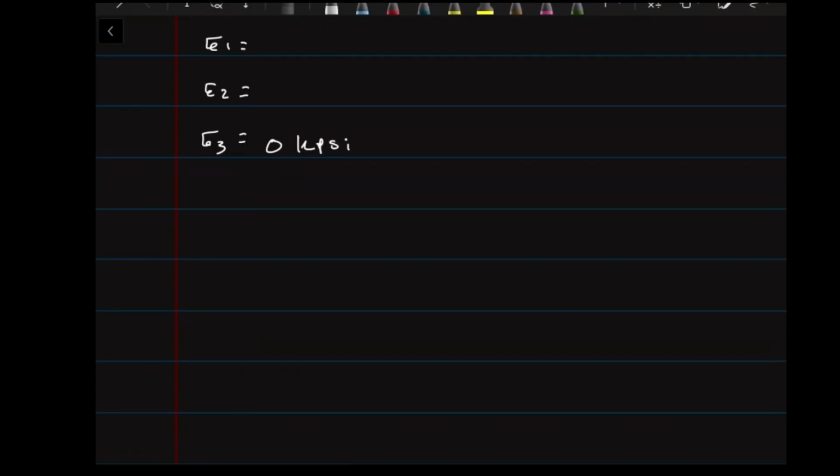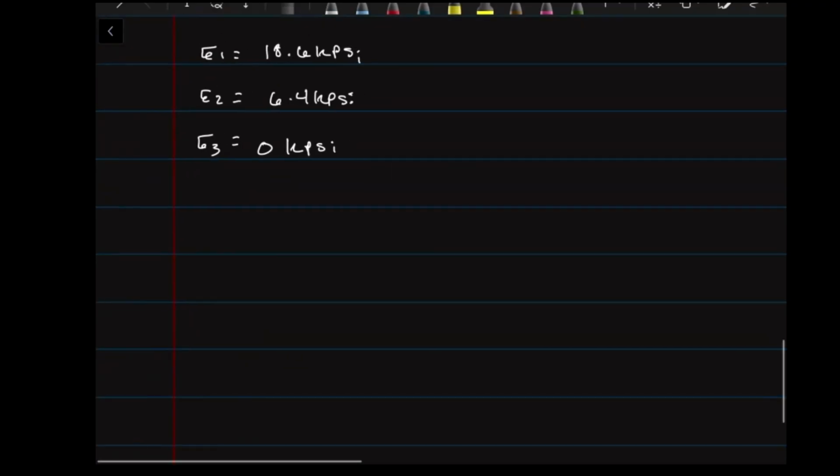Sigma 2, what did we say sigma 2 was? I don't know. You tell me. No, that's correct. 6.4 kpsi. Good job. And what's the third value? Or our first sigma? 18.6. I love this. You are doing great. And that's part of the answer already.